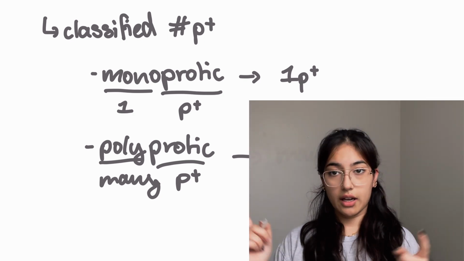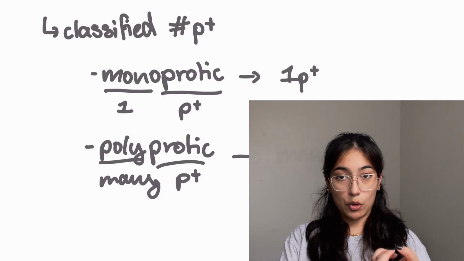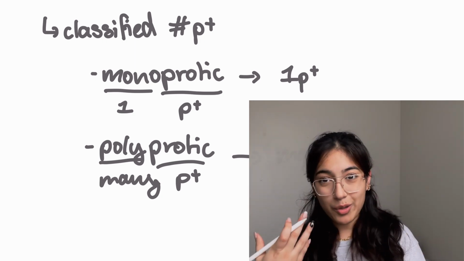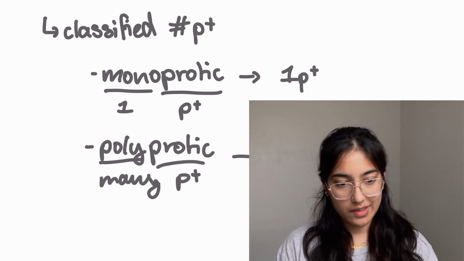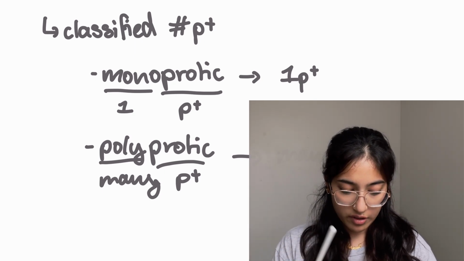Within polyprotic, you can have diprotic, which means that they donate 2 protons, or you can have triprotic, which means that they donate 3 protons. But you don't really need to worry about those because they're not technically in the syllabus. So I would just remember monoprotic and polyprotic. And hopefully that's pretty easy to remember.